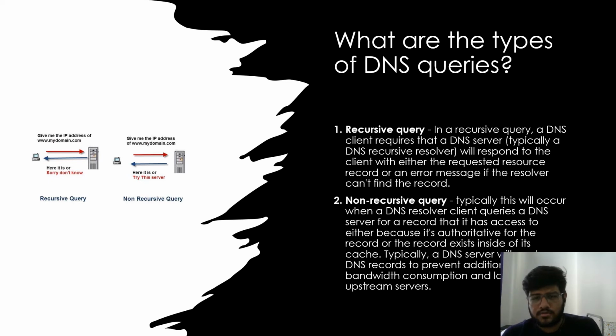Whereas a non-recursive query typically occurs when a DNS resolver client queries a DNS server for a record that it has access to, either because it's authoritative for the record or because the record exists inside of its cache. Typically, a DNS server will cache the DNS records to prevent additional bandwidth consumption and delay on the upstream servers.